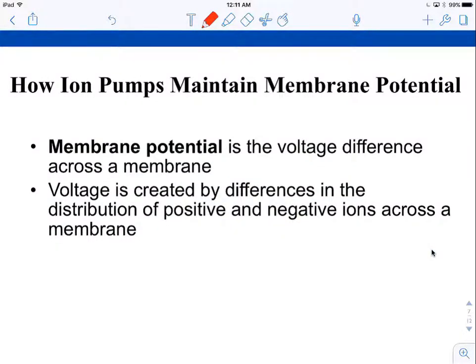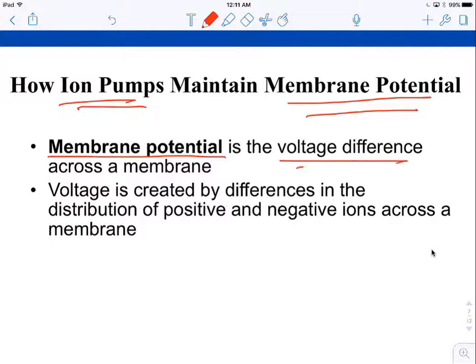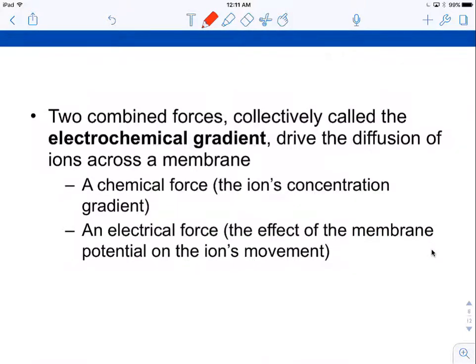So let's look at another type of active transport, an ion pump. An ion pump is used to measure membrane potential, and the sodium-potassium pump is also an ion pump. So membrane potential is a voltage difference, a difference in charge across the membrane, okay? Voltage is created by differences in the distribution of positive and negative ions across the membrane. And this is a very powerful thing. So if you have a voltage difference and a concentration difference, the two together are called an electrochemical gradient.